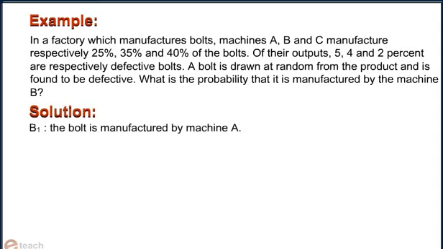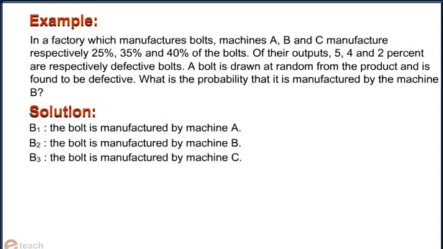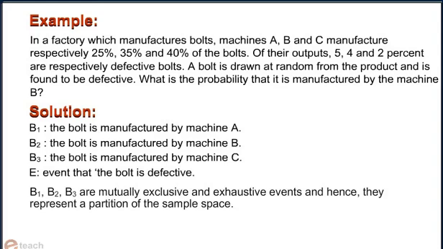Solution: let B1 denote the event that the bolt is manufactured by machine A, B2 denote the event that it is manufactured by machine B, and B3 denote the event that it is manufactured by machine C. And E denote the event that the bolt is defective. Now we see that B1, B2, B3 are mutually exclusive and exhaustive events, and hence they represent a partition of the sample space. The event E occurs with B1 or with B2 or with B3.